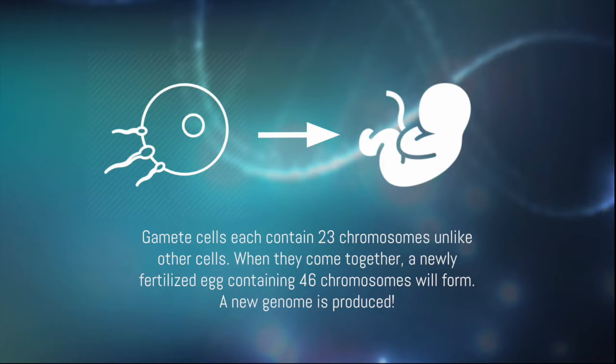Meiosis is a process that cells go through in order to produce gametes, which are sperm and egg cells. In daughter cells, we have half as many chromosomes as the starting cell. For a human, this is from 46 to 23 chromosomes. Gamete cells each contain 23 chromosomes, unlike other cells. When they come together, a newly fertilized egg containing 46 chromosomes will form. Through this process, a new genome is produced.